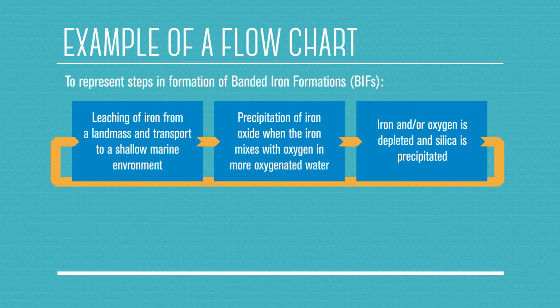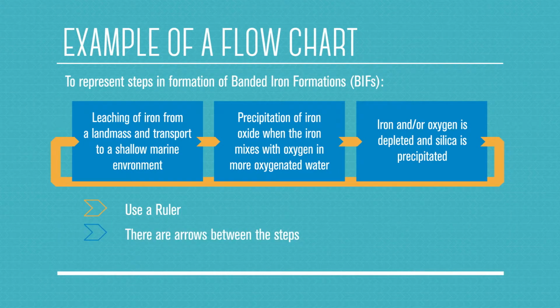Please note that you should be using a ruler, and also that there are arrows between the steps and that there are boxes around each of the steps. In this sample answer, you can see that at the first step, we have the leaching of iron from a landmass and transport to a shallow marine environment.